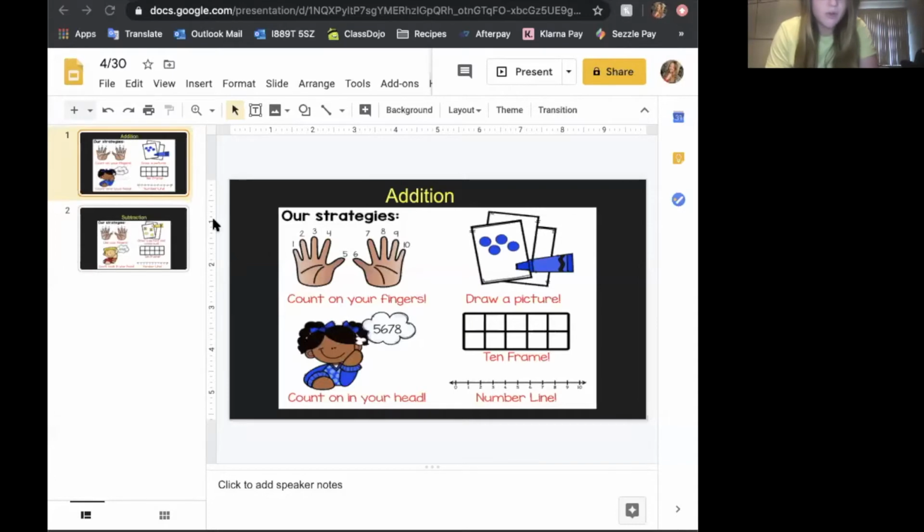So we have a lot of strategies that we can use. I'm going to show you, just to review. We saw these with Miss Canning and Miss Foster. You have addition strategies where you are able to count on your fingers, draw a picture, which we love drawing pictures, use a 10 frame, a number line, and count on in your head.